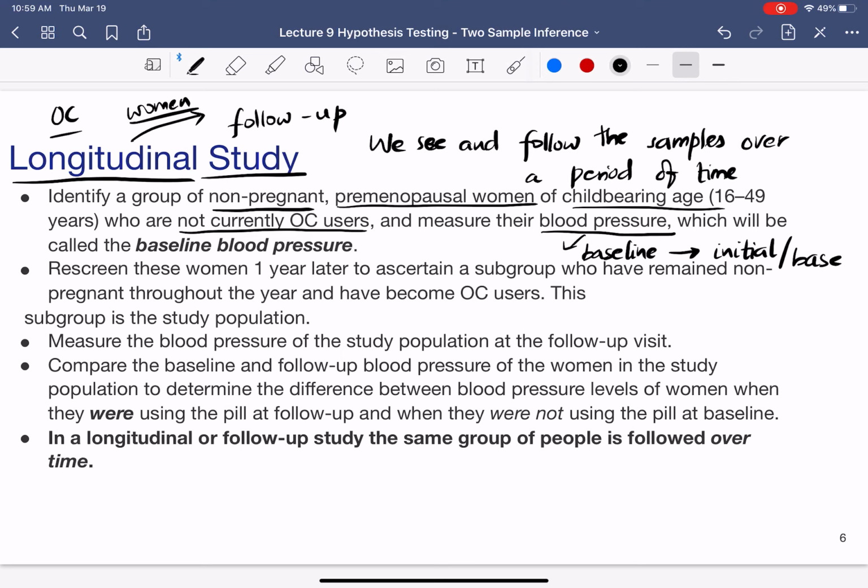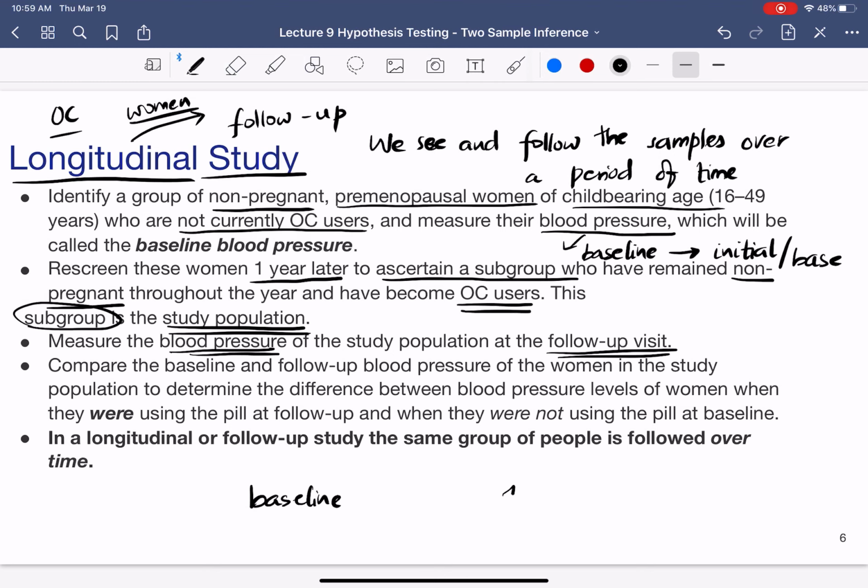So what we do then is we rescreen these women 1 year later, and ascertain a subgroup who have remained non-pregnant throughout the year and have become OC users. So this subgroup is our study population. So what we do next is we measure the blood pressure of the study population at the follow-up visit. So in the next case, we have the baseline value and we have the follow-up value, and we try to compare both of them and see if there are any changes.